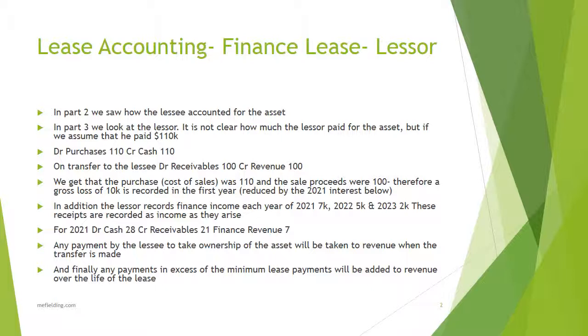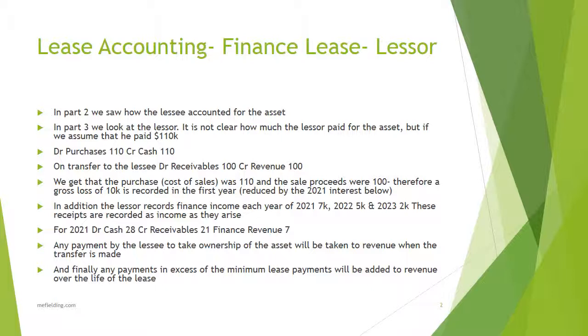We're now in the books and records of the lessor, so this is the leasing company. From our example, we're assuming that the leasing company has purchased this asset for 110. So we've got debit purchases, assuming we paid cash, credit cash of 110. Please notice that these assets aren't going to be treated as fixed assets in the books of the lessor. They're kind of like stock in trade.